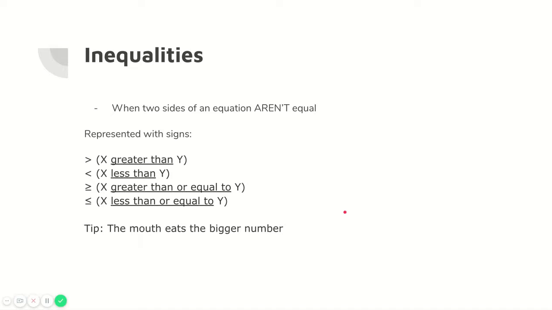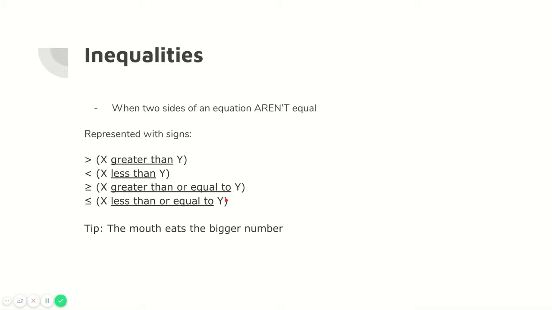So what are inequalities? As the name suggests, it's when two sides of an equation aren't equal. And these are represented with signs as shown here. These can be x is greater than y. This one is x is less than y. And then when it has a bar under it, it would mean x is greater than or equal to y, and x is less than or equal to y.